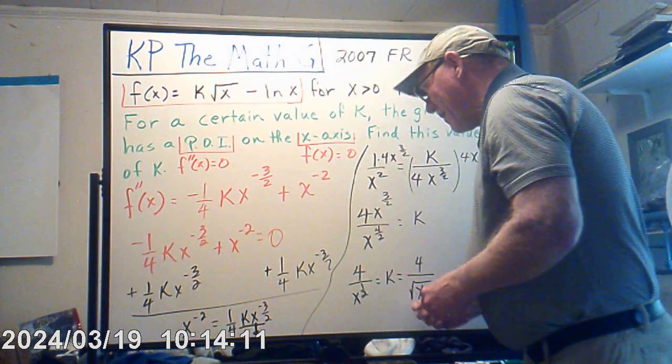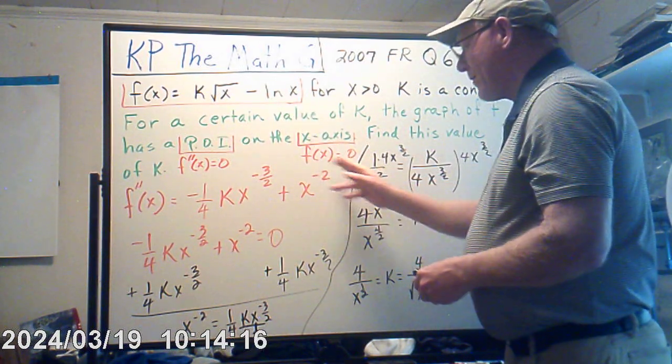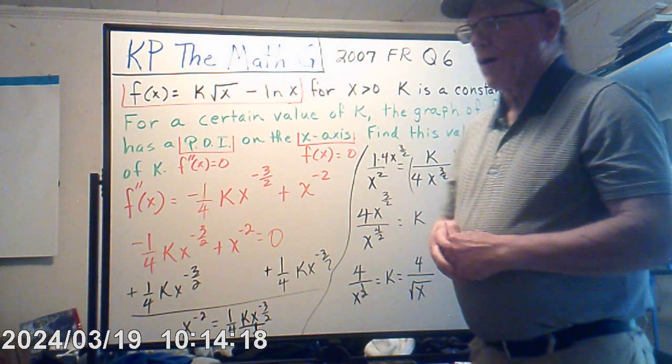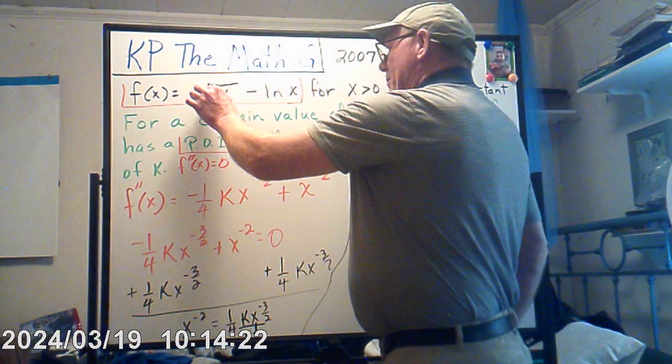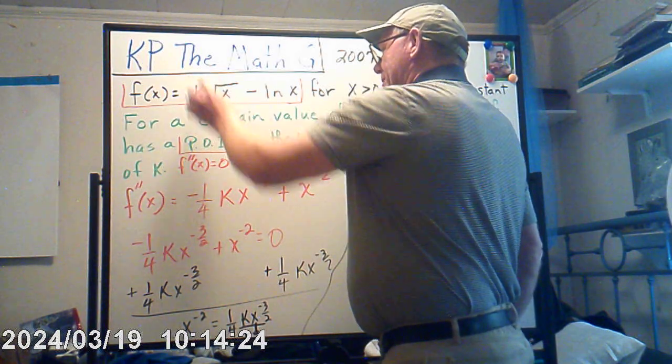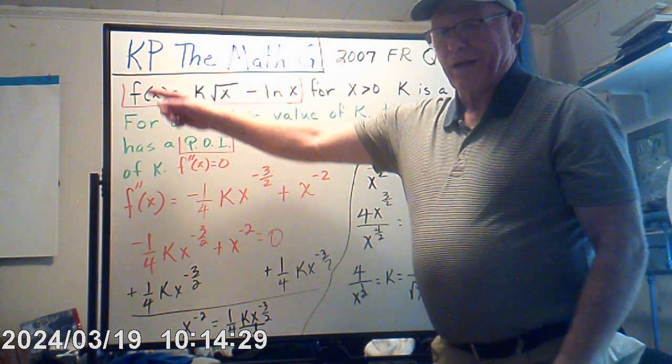We got to go a little bit further. We got to go into this. We cannot ignore that f at x is equal to 0 as well. So in place of this k, I'm going to put this right here, and we're going to see what happens here. And we're going to set this equal to 0 right here.